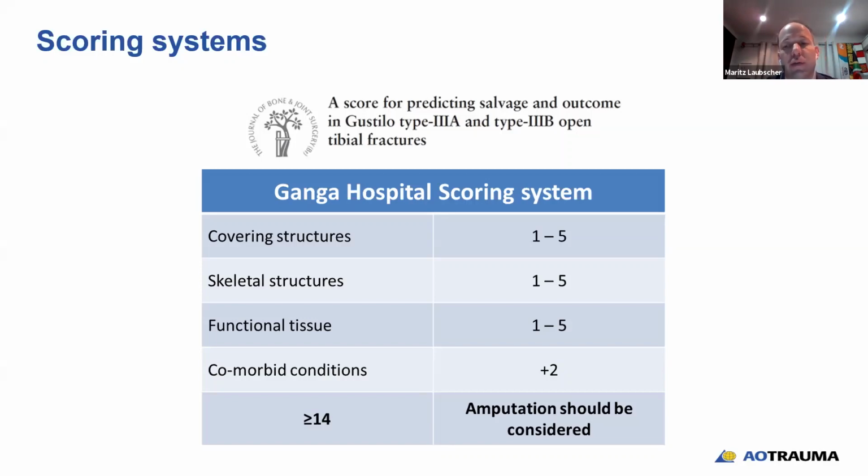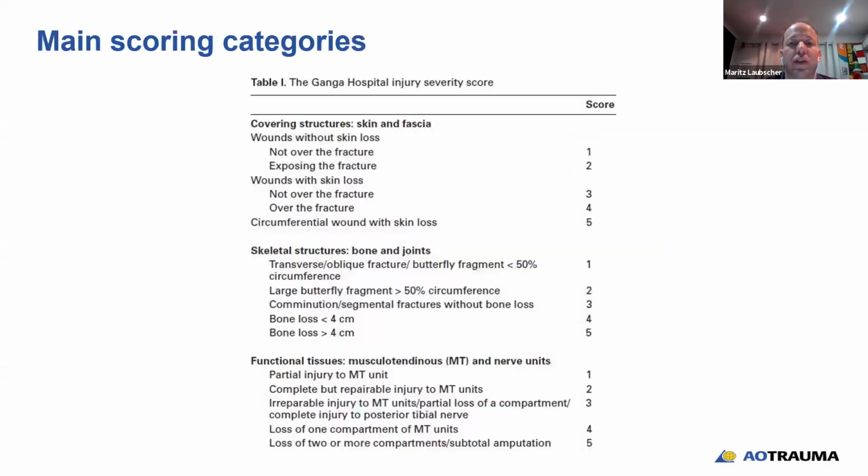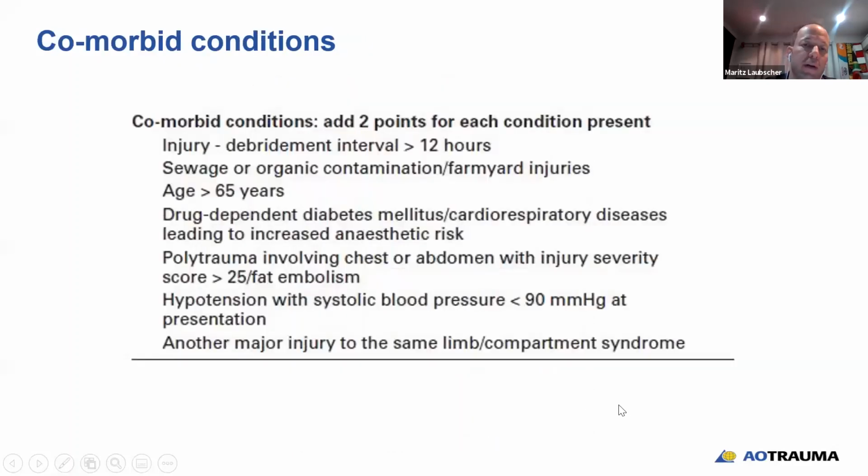14 to 17 is sort of the gray area. Most of the time, limbs under 14 you should be able to salvage. And this is how the score works. If you look here at the middle score for skeletal structures or bone, you can say a bone loss of more than 4 centimeters scores a 5. Skin and fascia, circumferential skin loss scores a 5. And then functional tissue, 2 or more compartment muscle loss scores a 5. And then the modifiers are polytrauma, delayed presentation, age, some comorbid conditions, shock, and other injuries to the same limb.